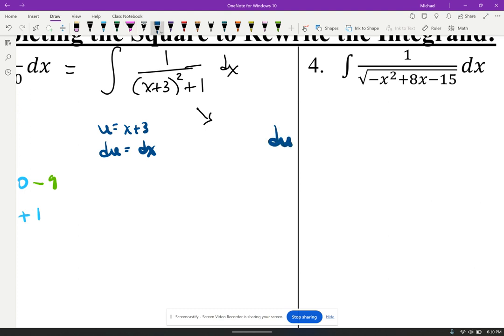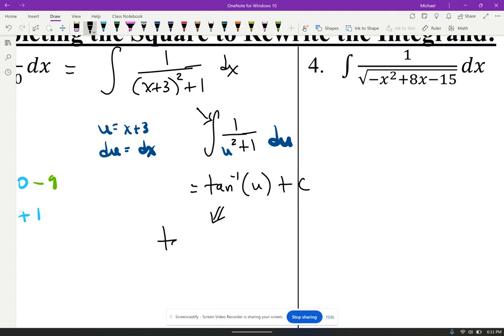And then I have x plus 3, so this can become u to the second power plus 1. Hey, this is the setup I need for arctangent. And so my answer, or tangent inverse, if you will, tangent inverse of u plus c would be the antiderivative. And if I go back into the world of x's, that would be tangent inverse of x plus 3, because we said u was x plus 3, plus c. And this, my good people, is the antiderivative.